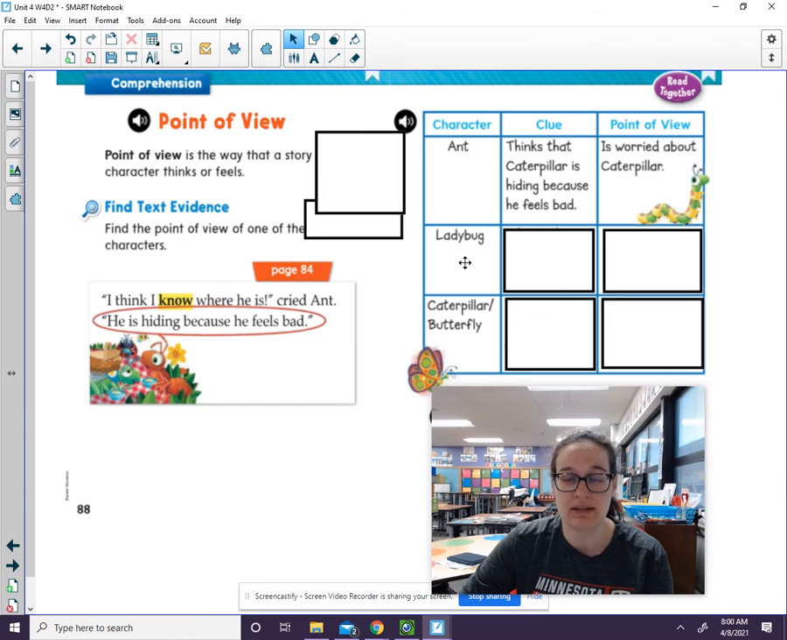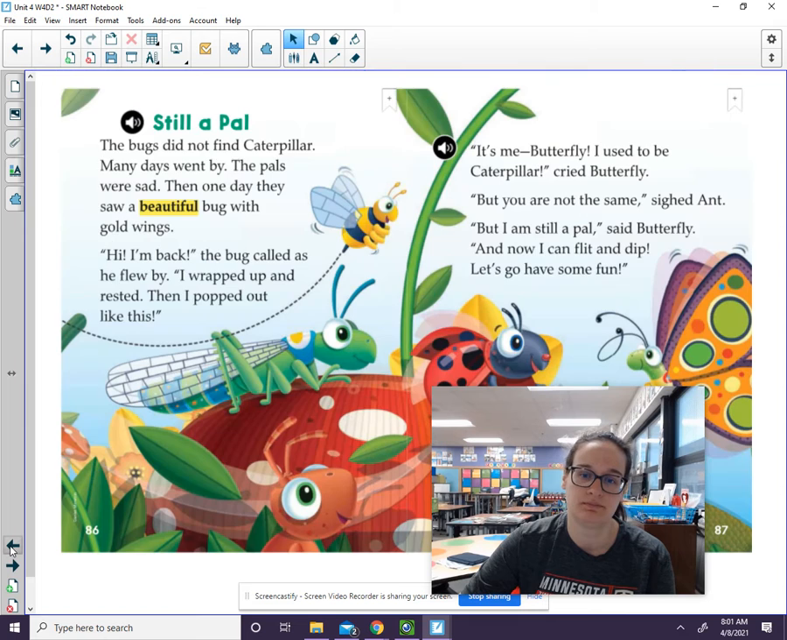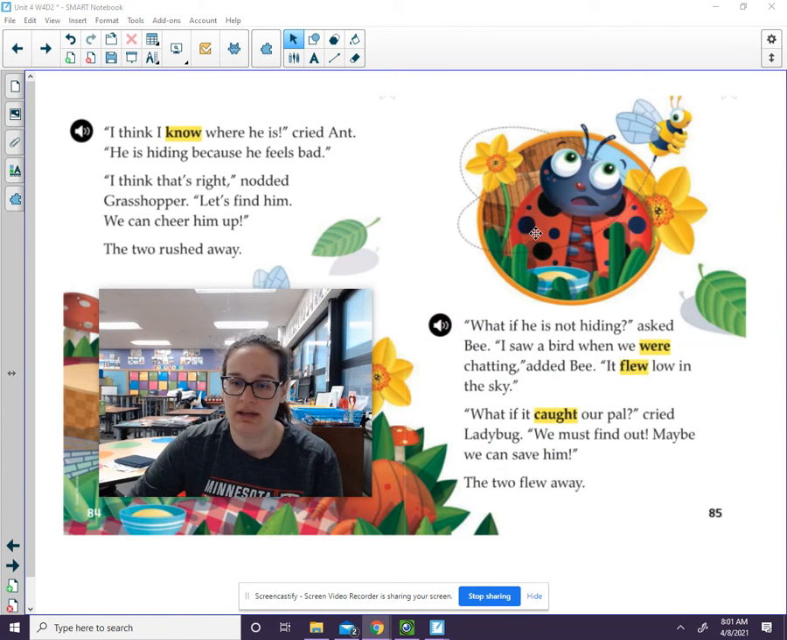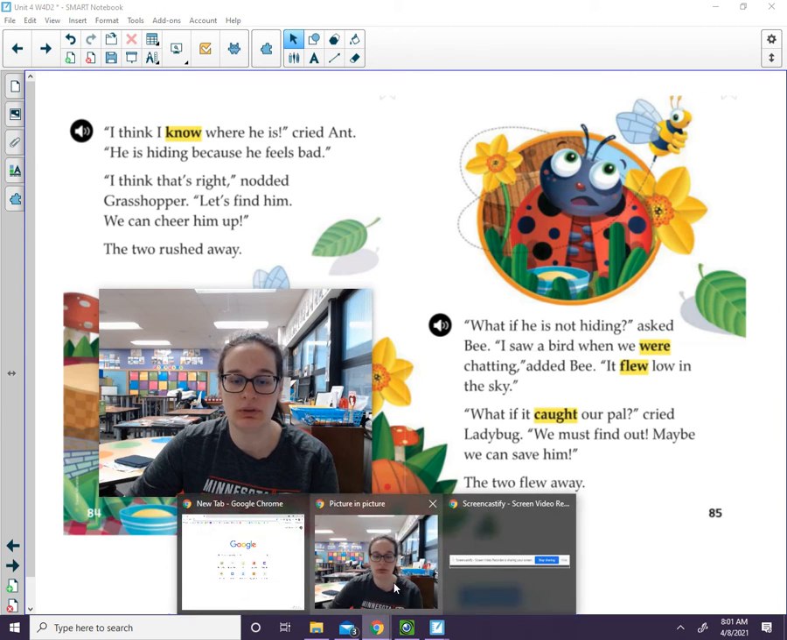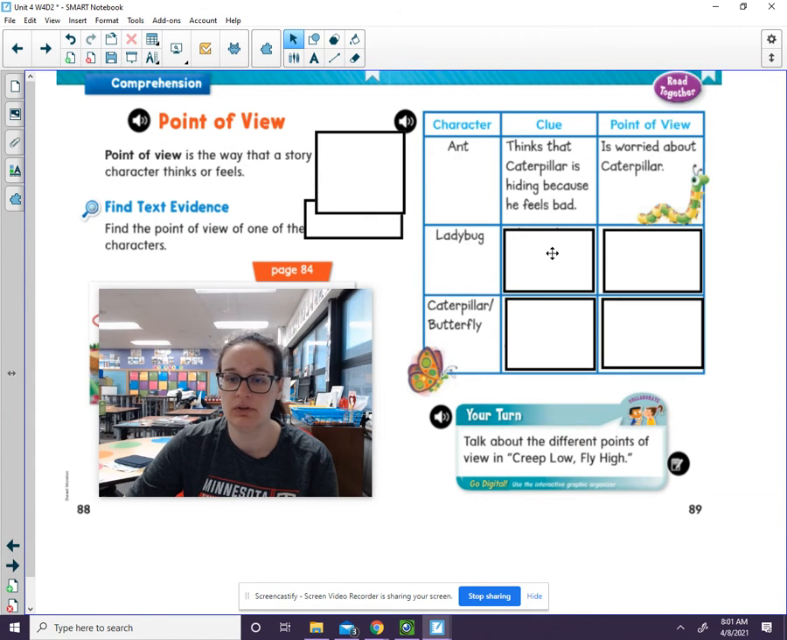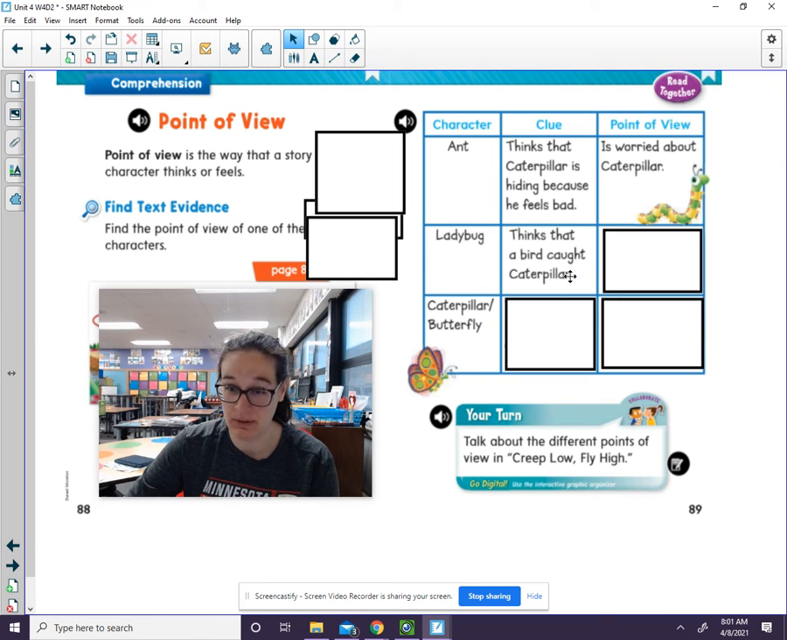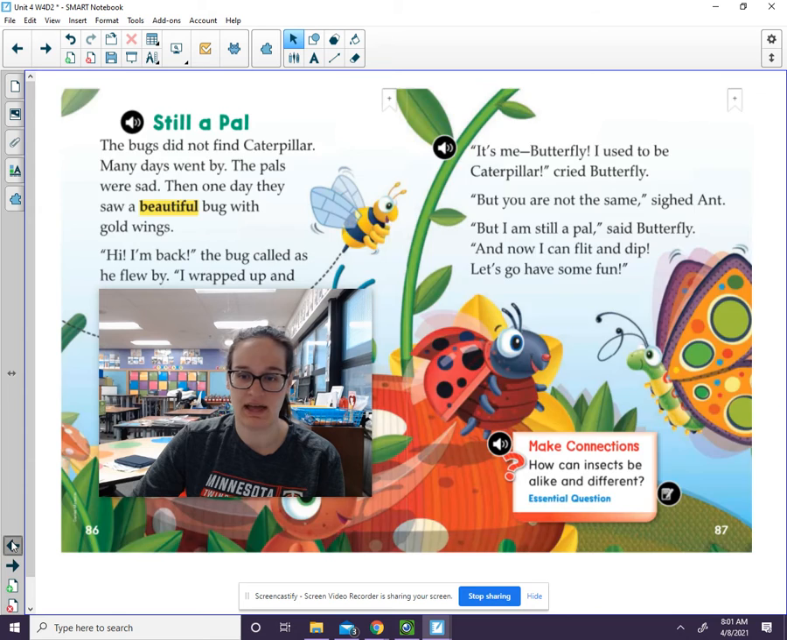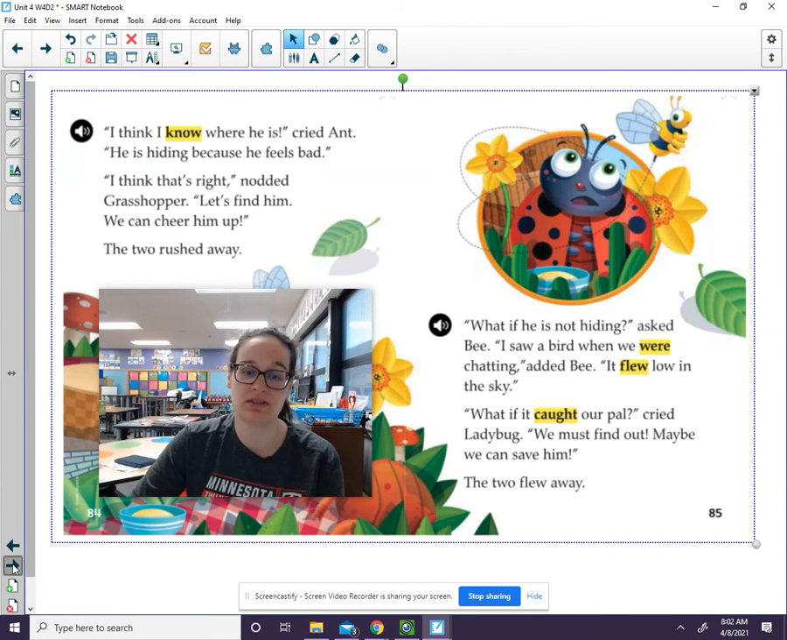So now we're going to think about Ladybug and see what we can learn about Ladybug's point of view. So here we have Ladybug, and Ladybug says, "What if it caught our pal?" Because up here they thought maybe a bird got Caterpillar. And so Ladybug's like, "What if it caught our pal? We must find out. Maybe we can save him." So Ladybug thinks that Caterpillar got caught by a bird. And so our clue here is that Ladybug thinks that a bird caught Caterpillar. And that point of view lets us know that she thinks maybe we can save him, because again, it says here, maybe we can save him. So she wants to go save Caterpillar.